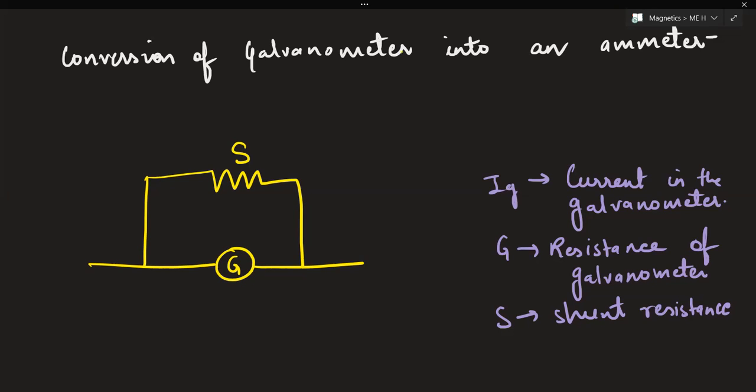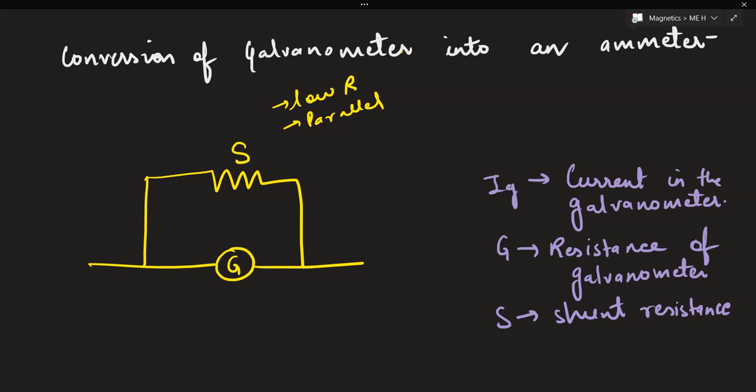So to measure large currents with it, a small resistance is connected in parallel with the galvanometer coil, and we call this resistance which is connected in parallel the shunt. So shunt has a value of low resistance, and this is connected in parallel. These are the two points that you have to remember for any values of shunt.